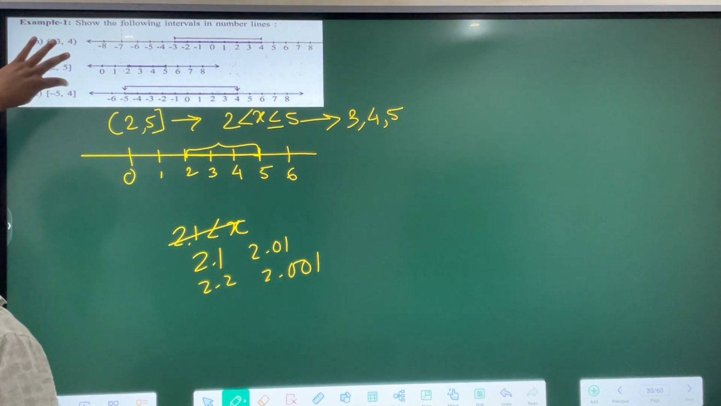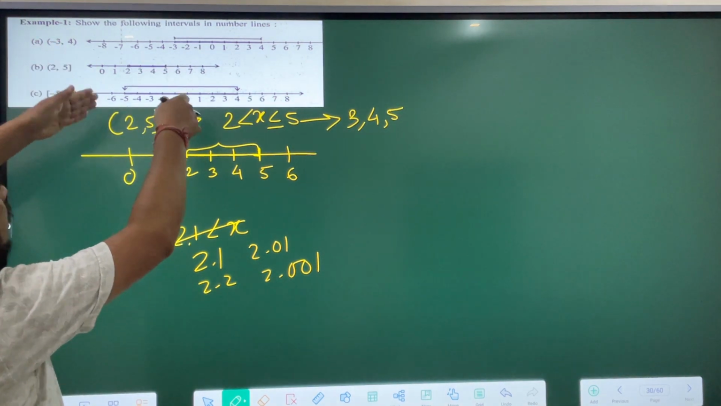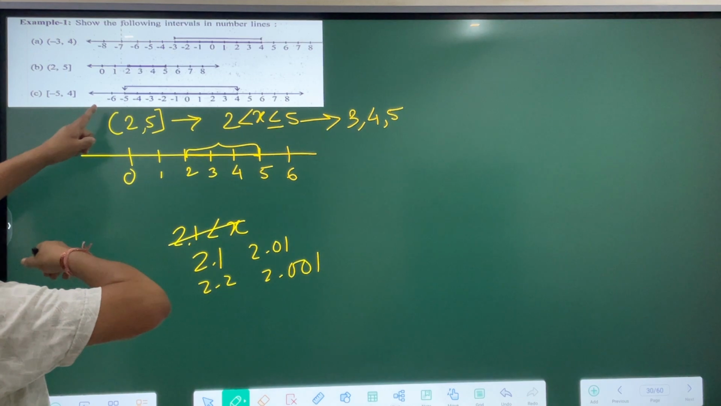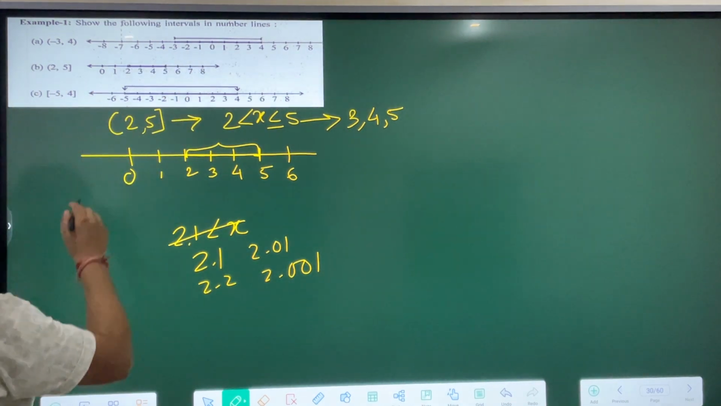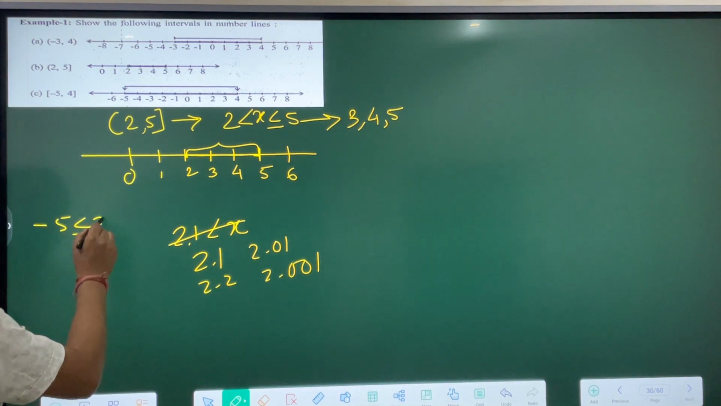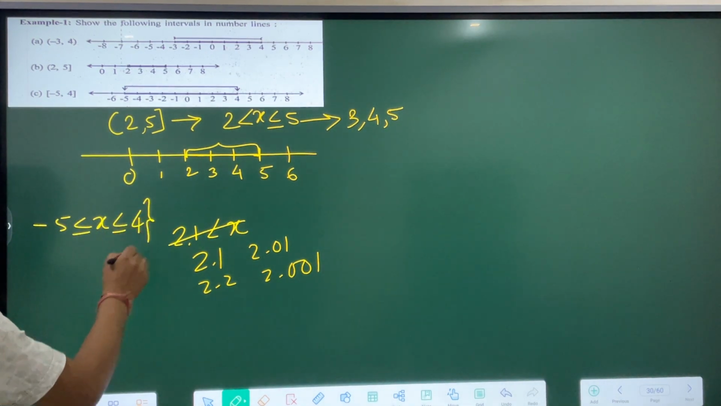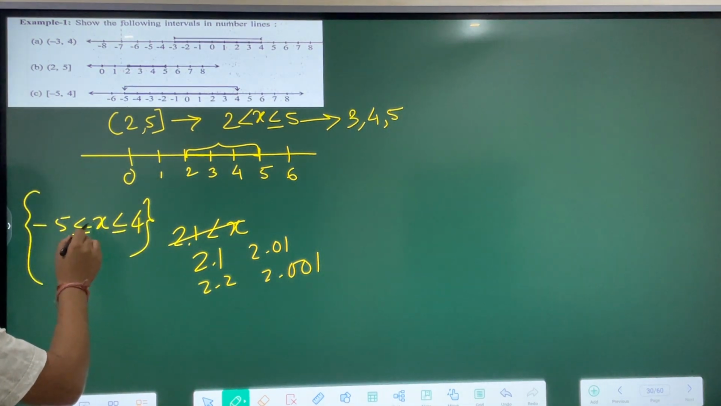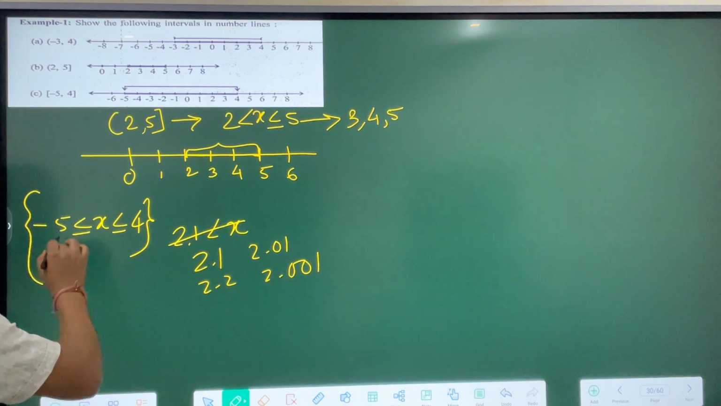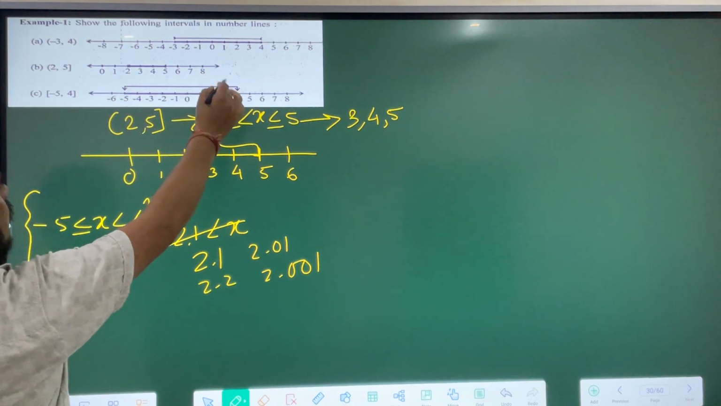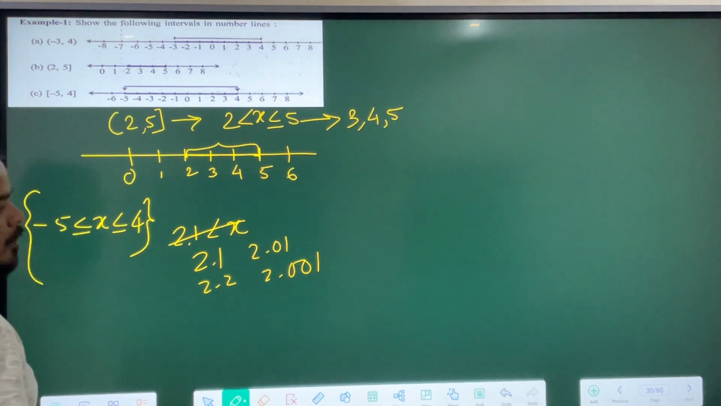This is both sides closed. So arrow mark: -5 is included, 4 is also included. Both sides closed. It means this way. I hope you understand. X is greater than or equal to -5 and less than or equal to 4. So 4 and -5 both are included, from -5 till 4.